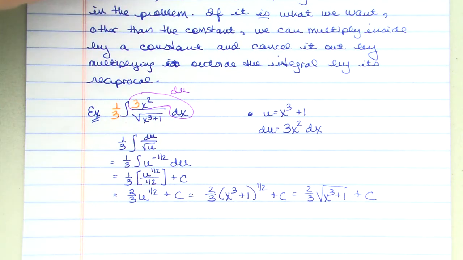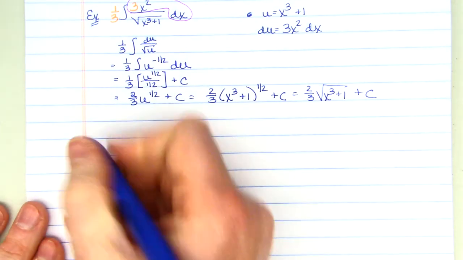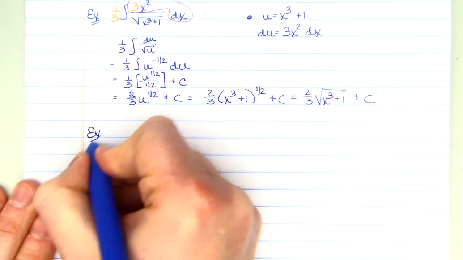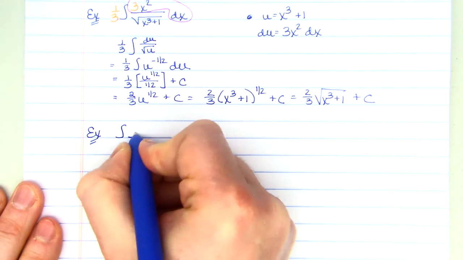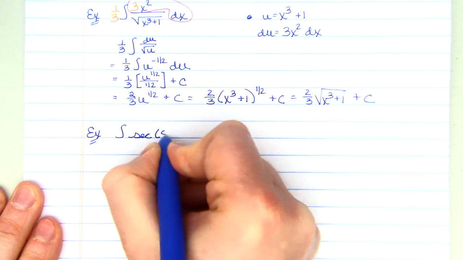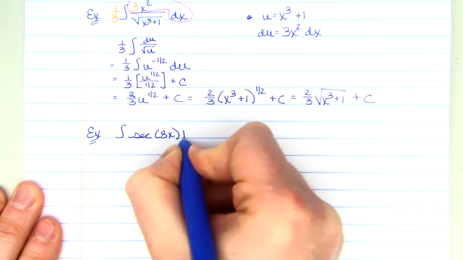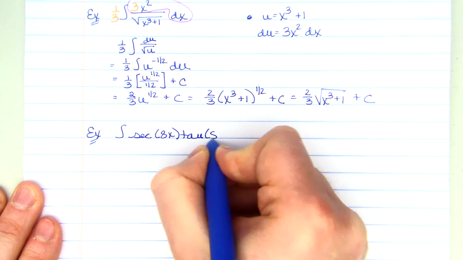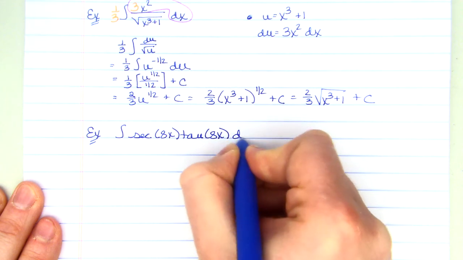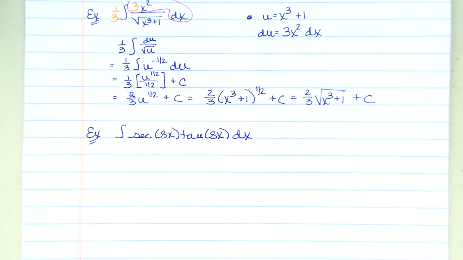Let's take a look at a couple more. Integral of the secant of 8x times the tangent of 8x dx. This one's a little weird. Any thoughts on u? This one's a little tricky.